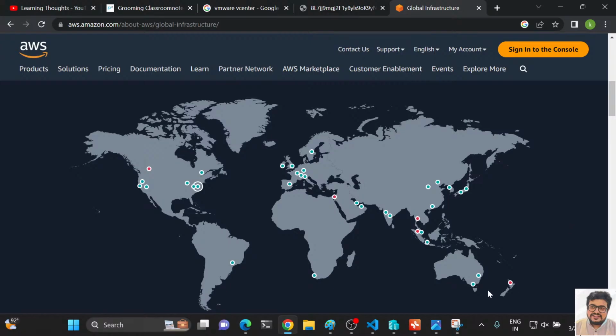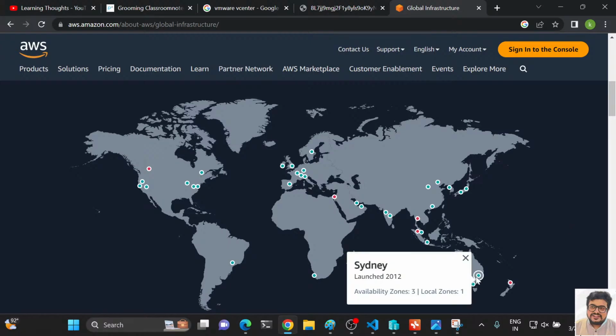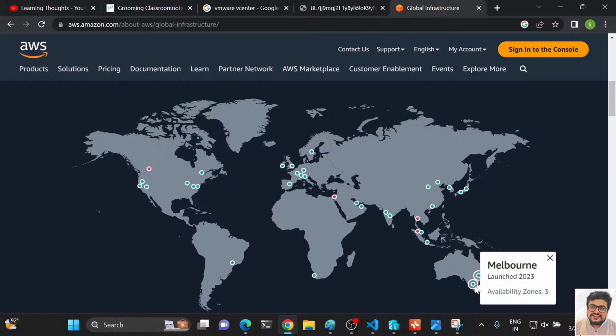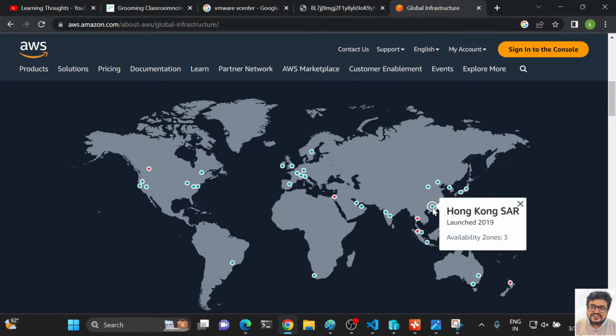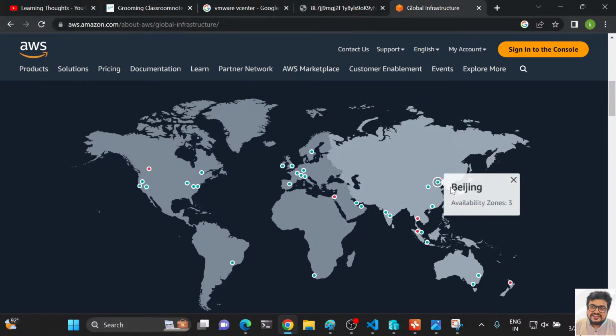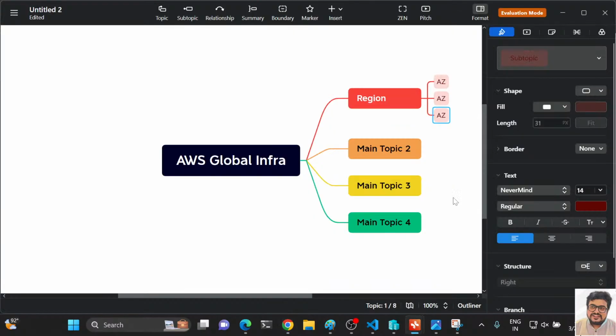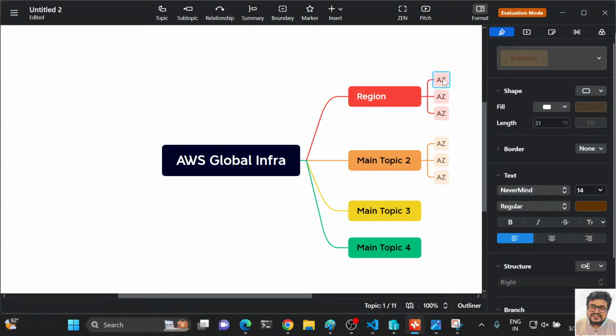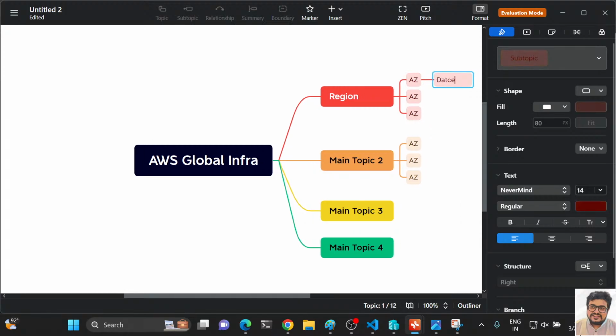You go from region to region, you might have a different story. Sydney, 3 availability zones. Melbourne, 3 availability zones. You go across the world and you would find that the minimum is 3. It was 2 a few years ago, now it is 3. And each availability zone is again buildings of data centers.